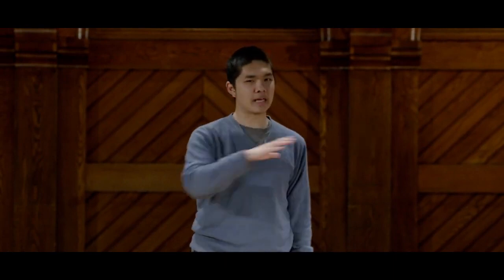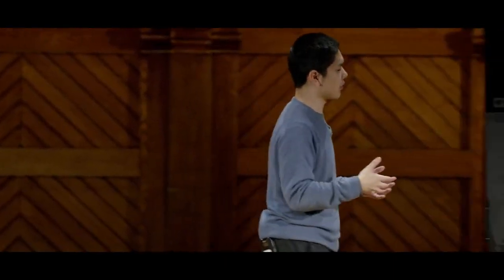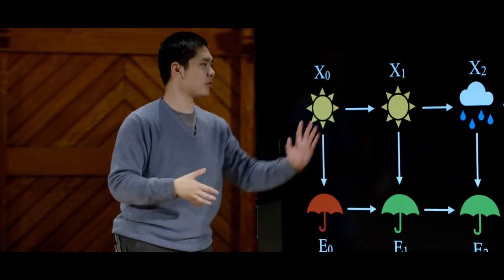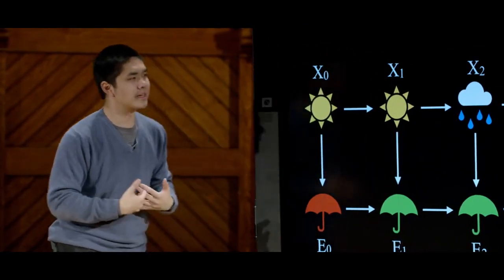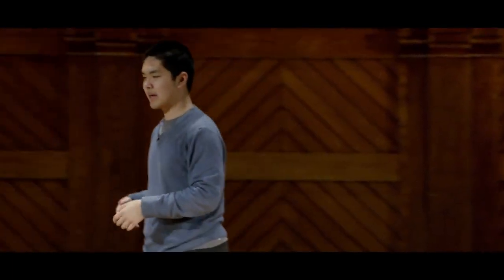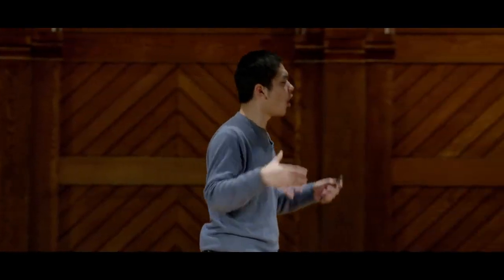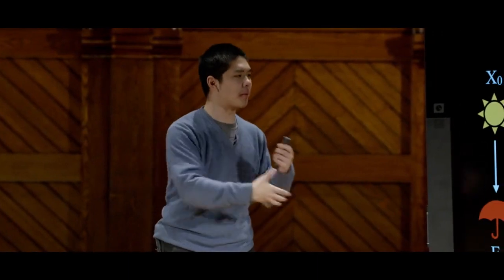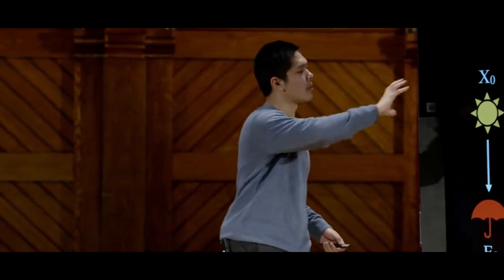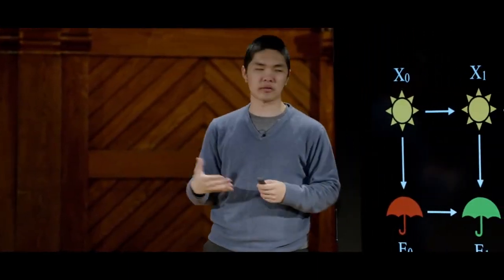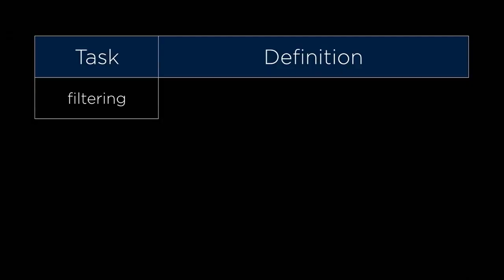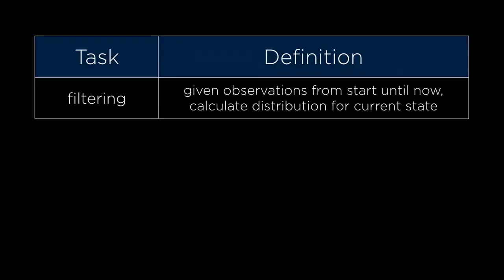And there are a number of possible tasks that you might want to do given this kind of information. One of the simplest is trying to infer something about the future or the past, or about these sorts of hidden states that might exist. The tasks you'll often see, and we're not going to go into the mathematics of these tasks, are all based on the same idea of conditional probabilities and using the probability distributions we have to draw these sorts of conclusions. One task is called filtering, which is, given observations from the start until now, calculate the distribution for the current state.